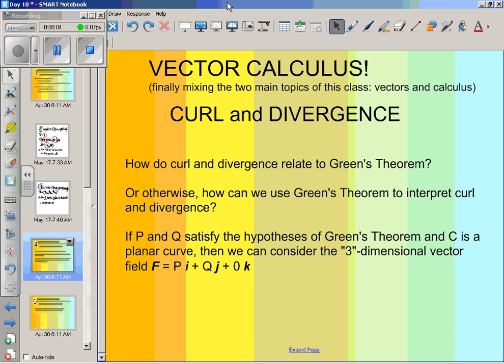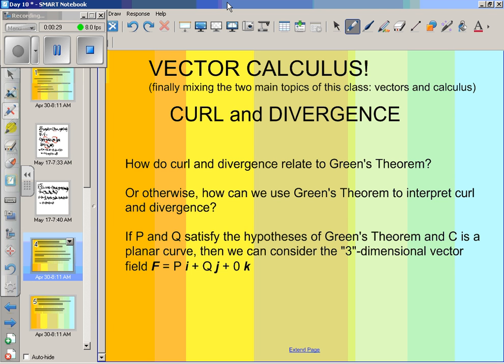Okay, so what we're going to do is, like I said, use Green's theorem to help us interpret curl and divergence, and at the same time use curl and divergence to get a better understanding of Green's theorem. That's why we looked at Green's theorem, and now we've looked at curl and divergence, so we're going to come back and reevaluate Green's theorem just a little bit.